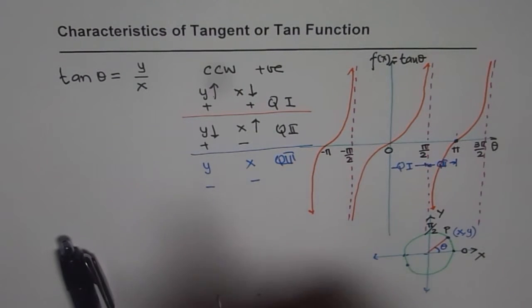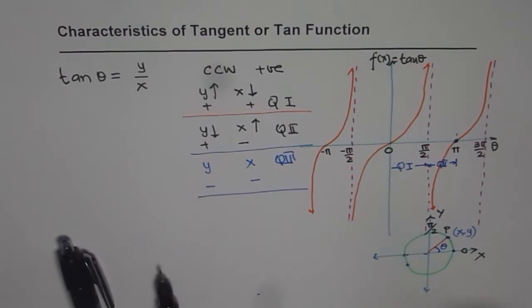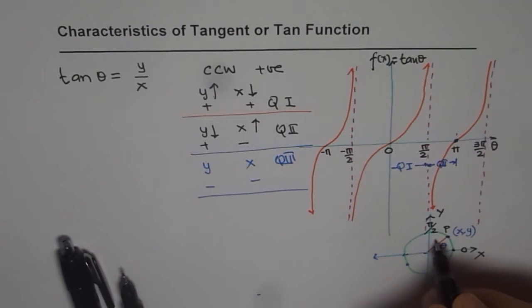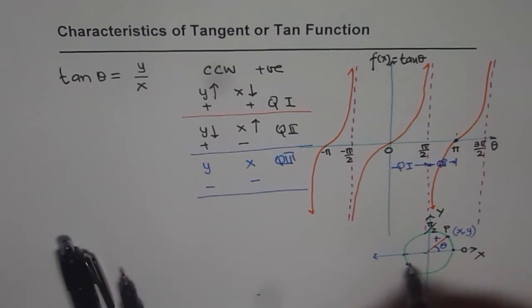So in quadrant 3, we see that tan is positive. Let me write down positive in quadrant 3. What we found was that tan is positive in quadrant 1 and in quadrant 3, but negative here. Similarly, you will find that it is negative in quadrant 4, since y is negative but x is positive. So it's a ratio of negative and positive, so it is negative, correct?